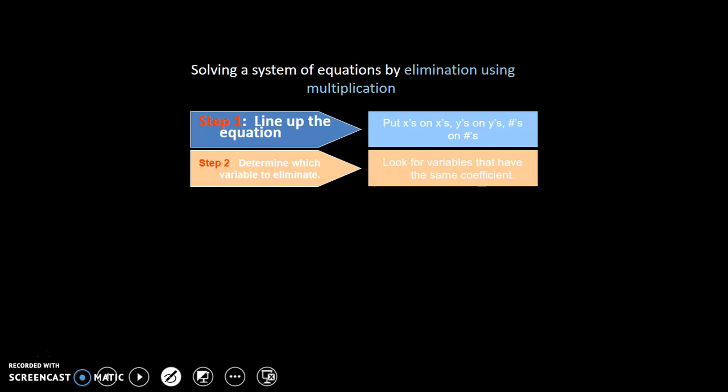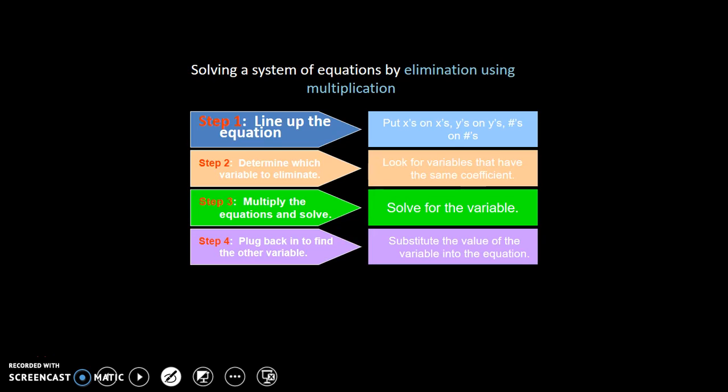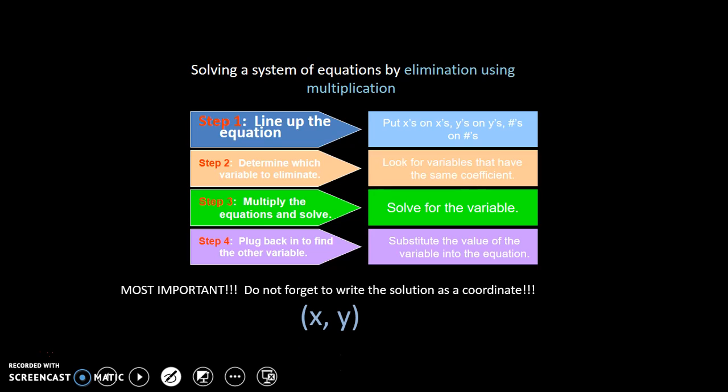Step two, we're going to determine which variable to eliminate. Look for variables that have the same coefficient. If that doesn't happen, we're going to multiply the equations and solve. So we're going to solve for one of our variables, whichever one we don't eliminate. Step four, we plug our number we get back into the equation to find the other variable. And that's it. Most important, remember to write our answer as a coordinate x, y.